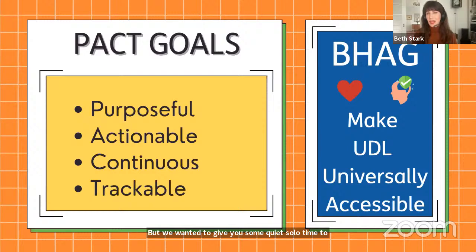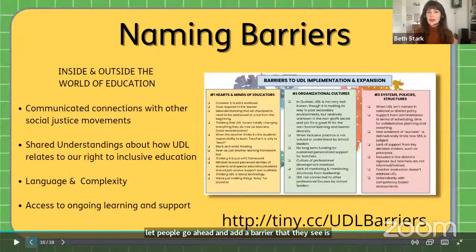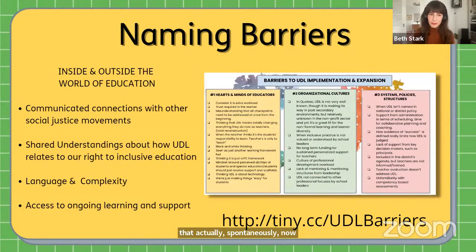And then in just a few minutes, we're going to let people go ahead and add a barrier that they see as something they want to reduce in the chat. You can do that actually spontaneously now, or open up your mics and feel free to share. We're not that big of a group. Any barriers that you see that you can have an impact on and reduce through your chosen role.